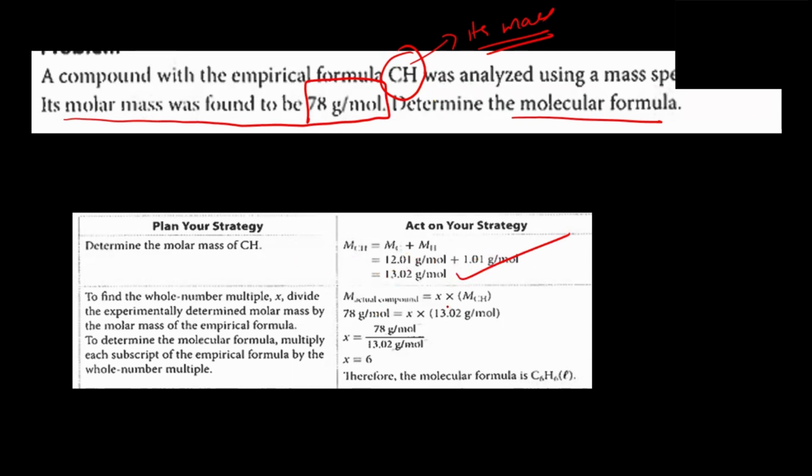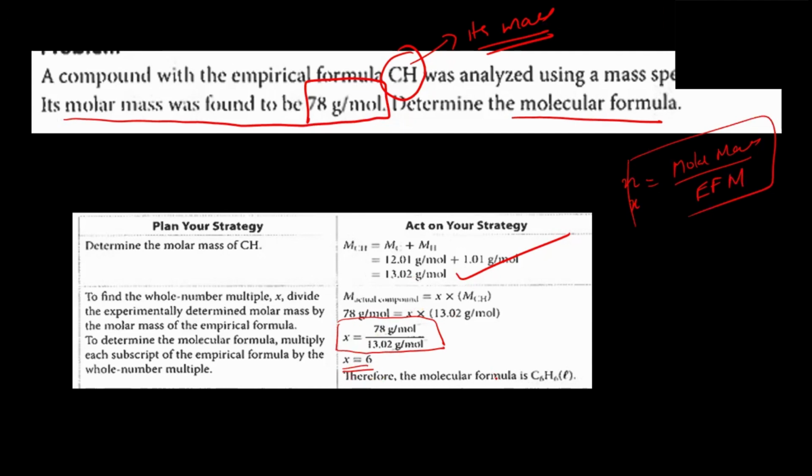And next, you have to find the value x, or n. How will you find that? You have to divide the molar mass that is given by the empirical formula mass. You will get a value of x, or n. Sometimes it is given as n, sometimes x, no issues. This is the ratio of the molar mass given in the question divided by the empirical formula mass. And you will get a value of x.